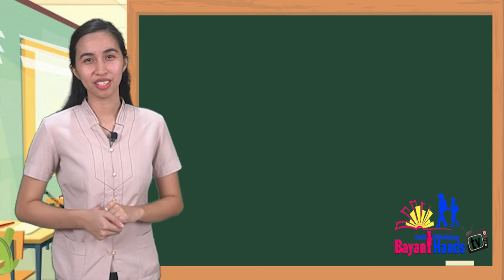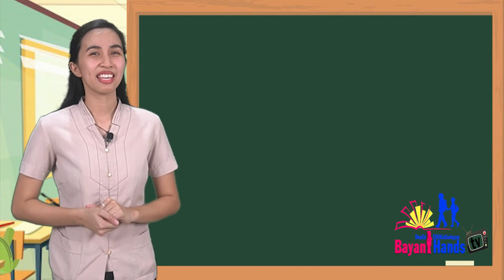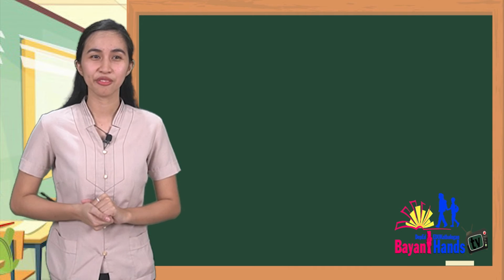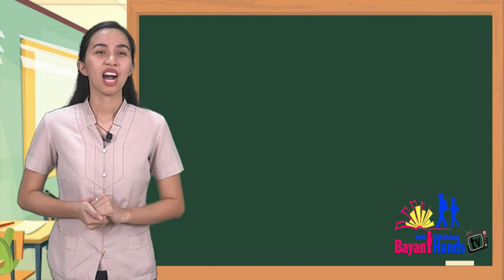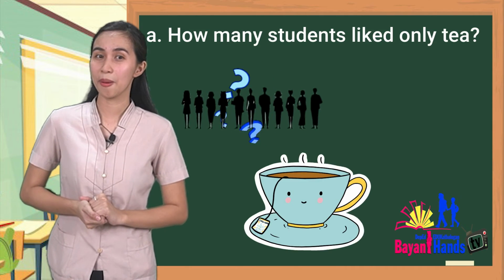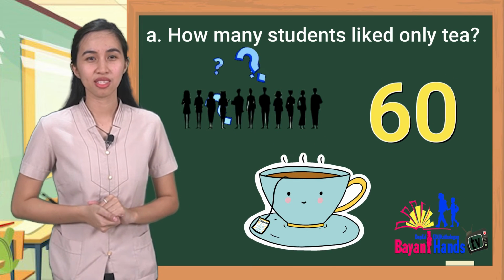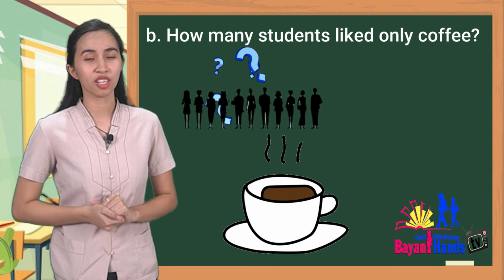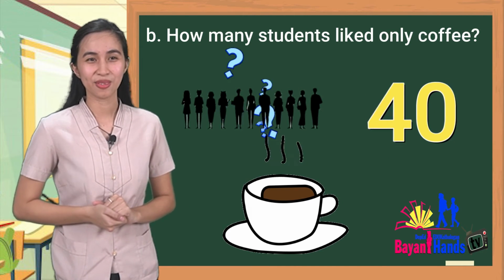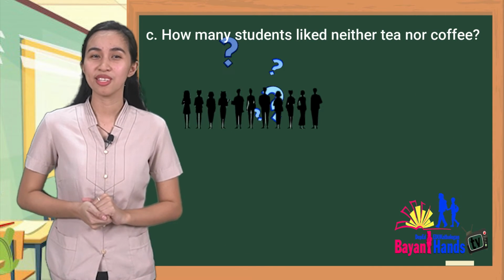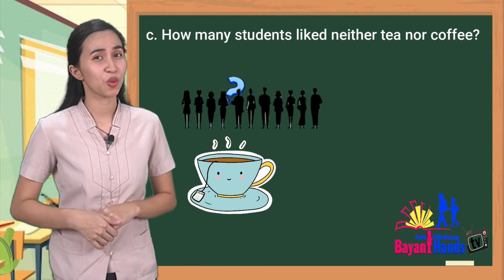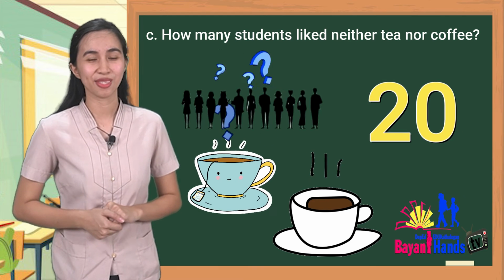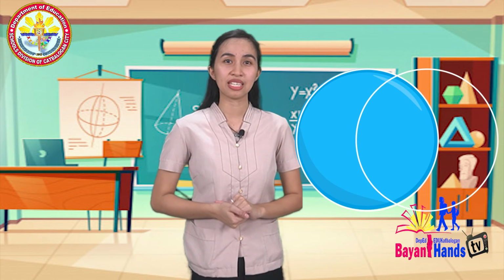Now that we have supplied the required values of the sets, let us now answer what we are asked to find. Letter A. How many students liked only tea? 60 students. How many students liked only coffee? 40 students. Letter C. How many students liked neither tea nor coffee? 20 students.